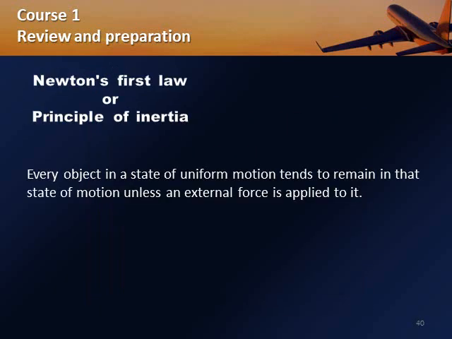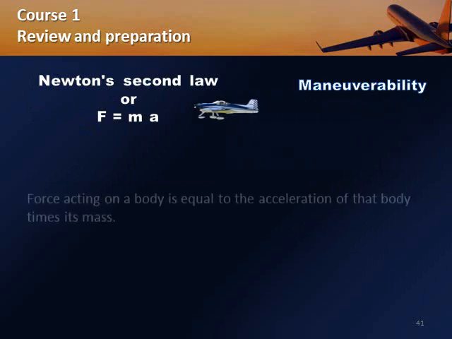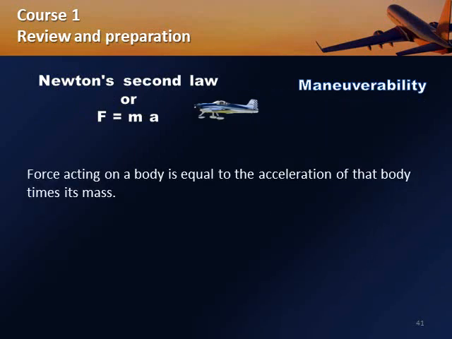Newton's laws. First law, or principle of inertia: every object in a state of uniform motion tends to remain in that state of motion unless an external force is applied to it. Stability is the key of the first law. Then we have the second law: force acting on a body is equal to the acceleration of that body times its mass.